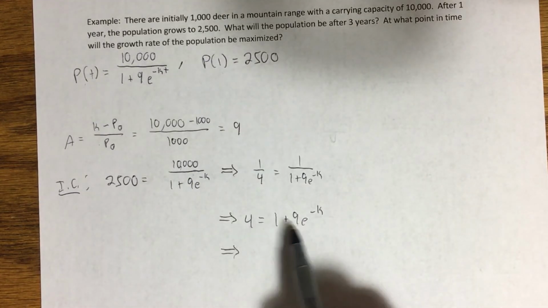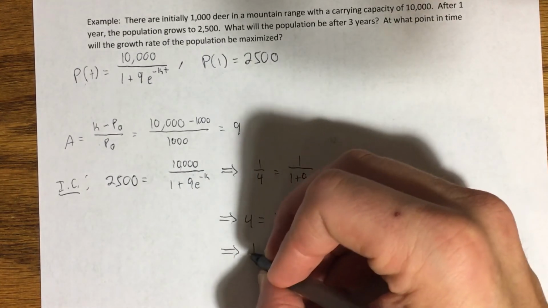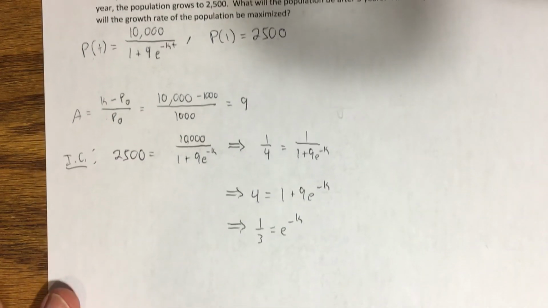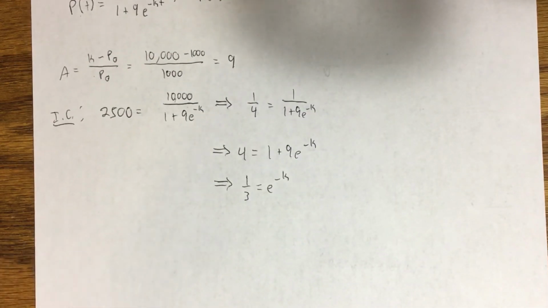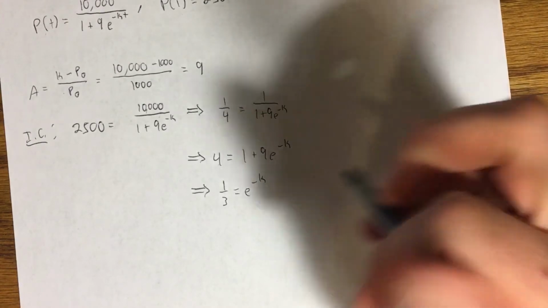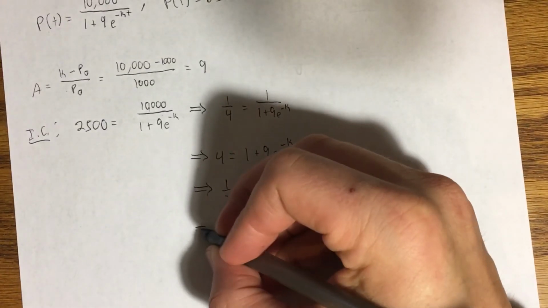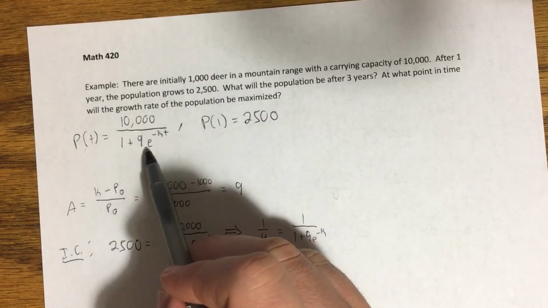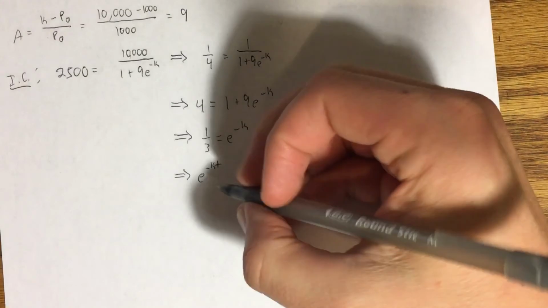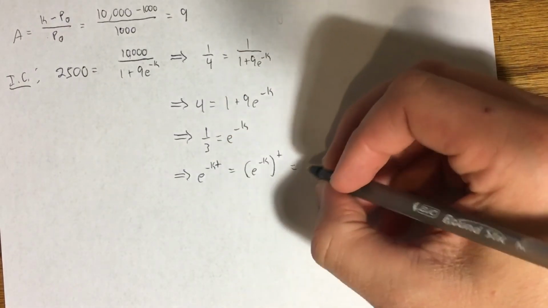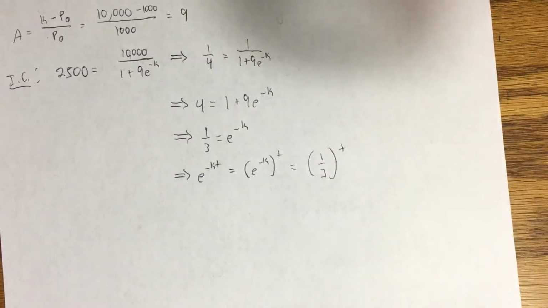Subtract 1 to get a 3. Divide both sides by 9 to get 1/3 equals e to the negative k. Now, as was the case back in 3.1, I am not going to solve for k. I'm going to let this just stay in the form of e to the negative k. Because what does that mean? Well, that means that e to the negative kt, which is showing up in my solution up here, is equal to e to the negative k to the power of t, which according to this is the same thing as 1/3 to the power of t.